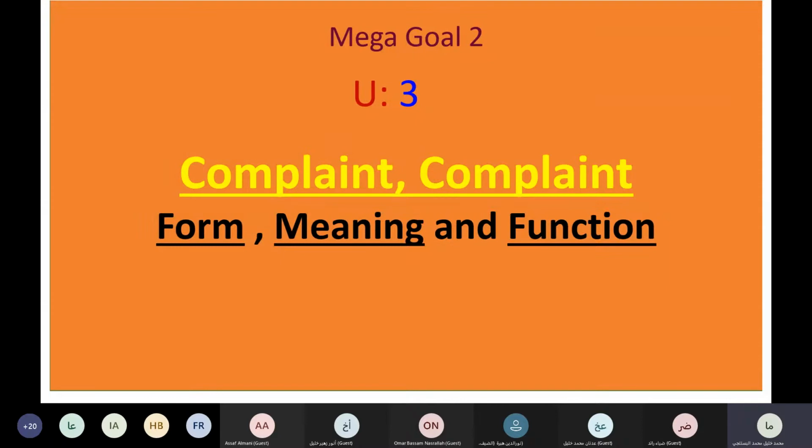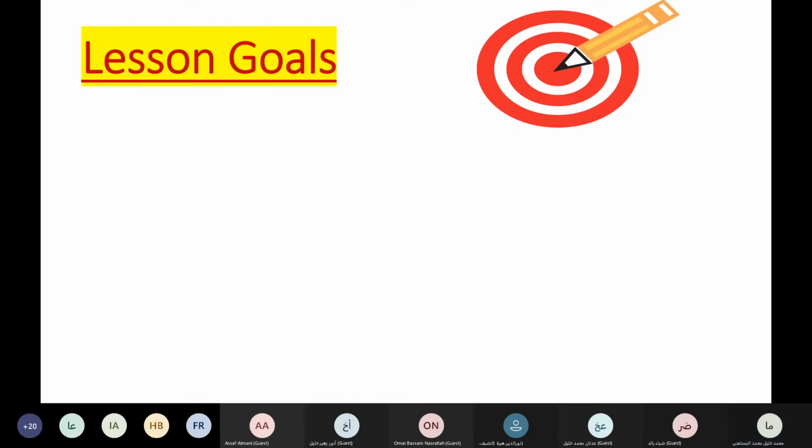As usual, here we are going to talk about unit 3, lesson 11 on page 44. Here we have the present perfect. Look at the lesson goals.